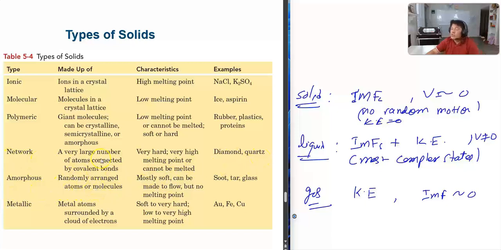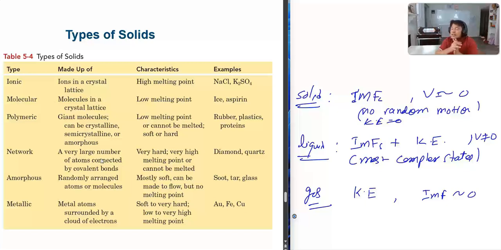For example, the network solids have a pretty well-defined lattice structure, but in the case of the amorphous solids, the atoms are randomly connected together, okay. So mostly they are soft, that's the reason. They can be made to flow also, but there is no melting point. So for example, soot, tar, glasses, etc.